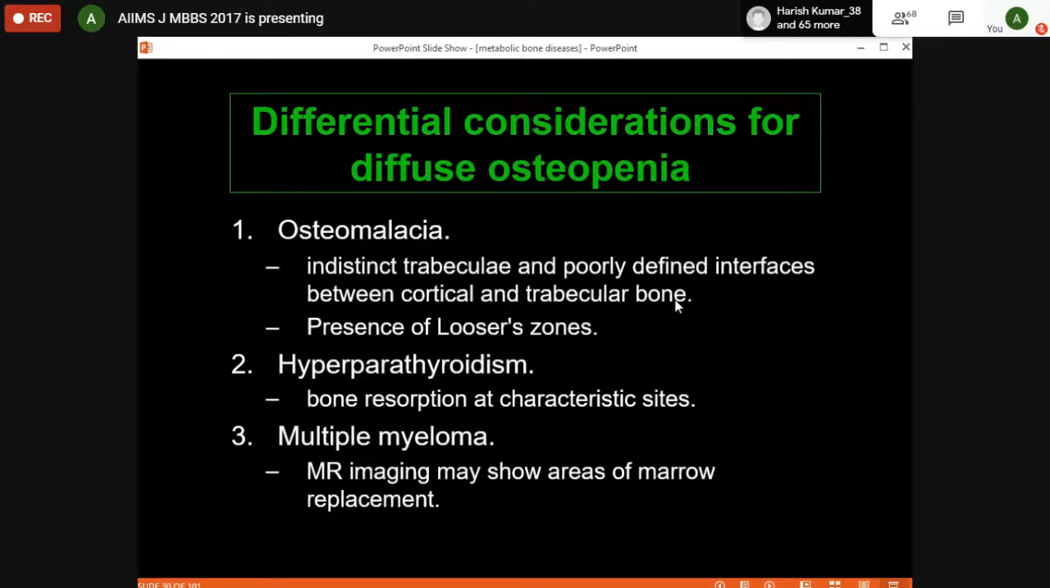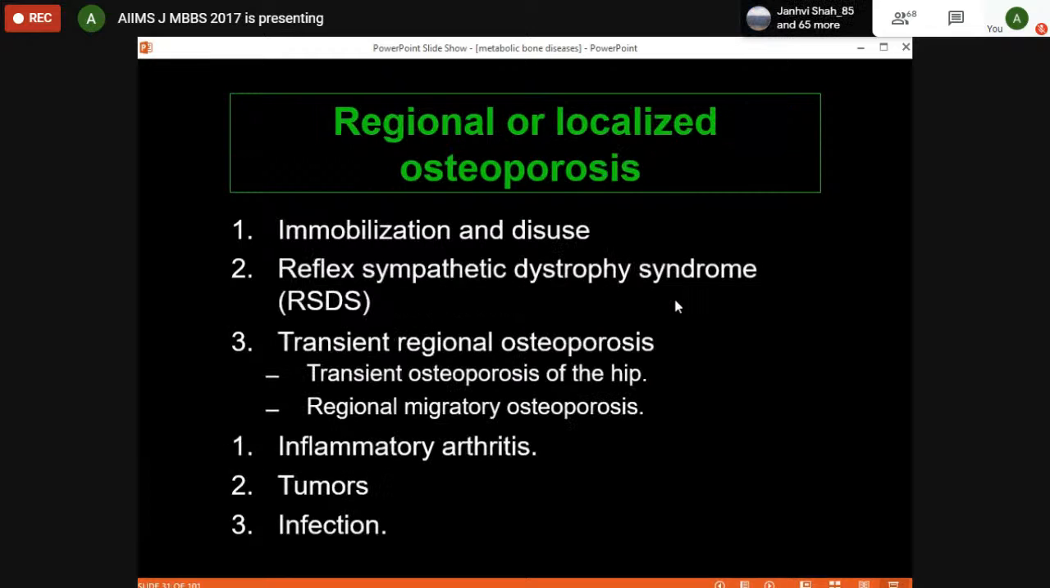And for the osteopenia, differentials can be like osteomalacia. Osteomalacia shows indistinct trabecular and poorly defined interfaces between cortical and trabecular bones and the presence of Looser zones. I will show you after some time what these are. The other thing is hyperparathyroidism can also show the same characteristics, as well as multiple myeloma. In multiple myeloma, MR imaging may show areas of marrow replacement as well.